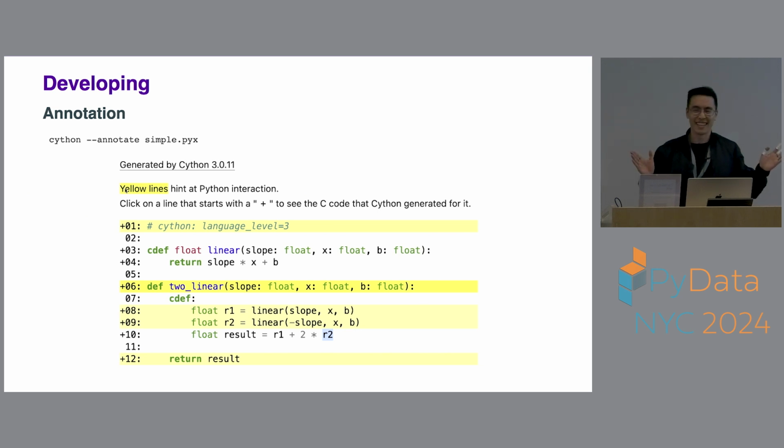It's a nice game, and it works. You just remove the yellow, things go faster, and the way you get it is you have annotate. You run annotate on your function, on your module.